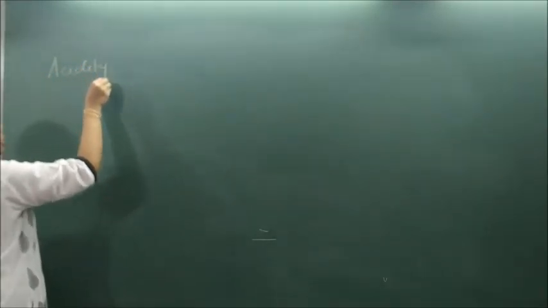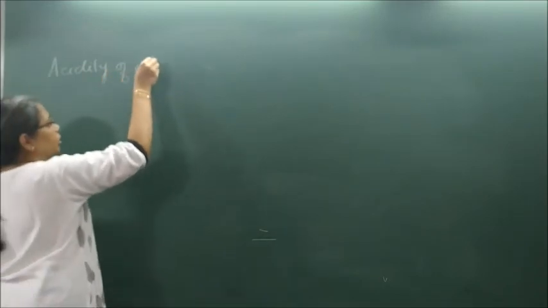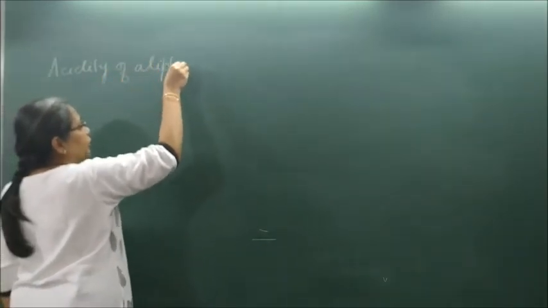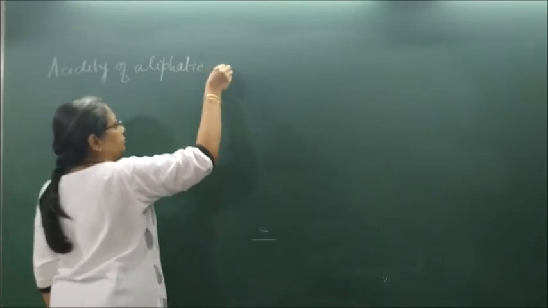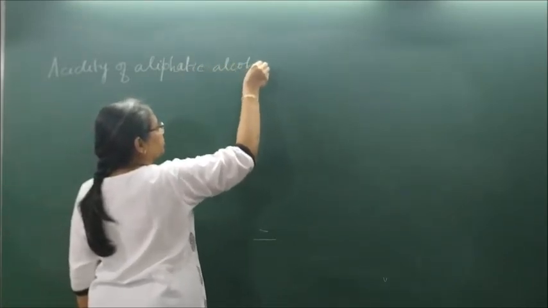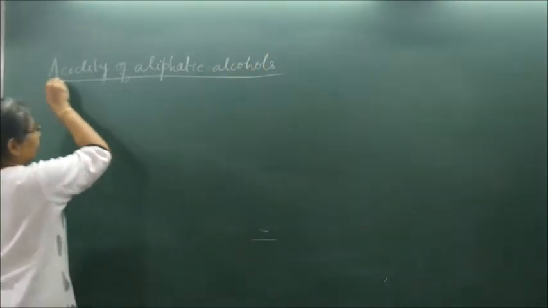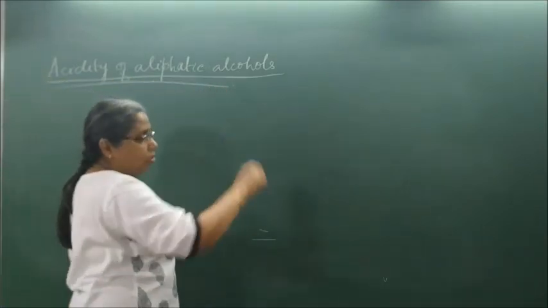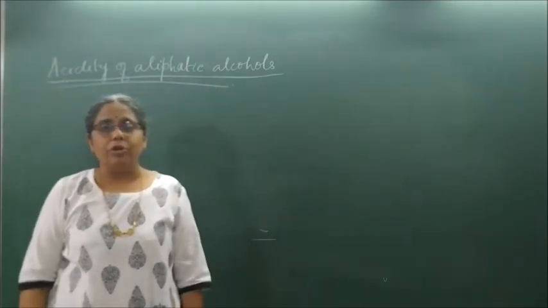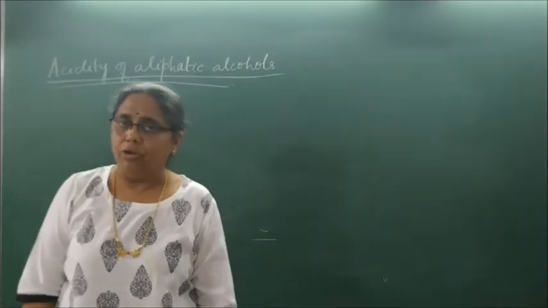Now we have to study, in the end, the last topic of alcohols and phenols, and after doing this we will move on to ethers. So we have to talk about the acidity of alcohols. First we will talk about the acidity of aliphatic alcohols, and after that we will talk about the acidity of phenols.